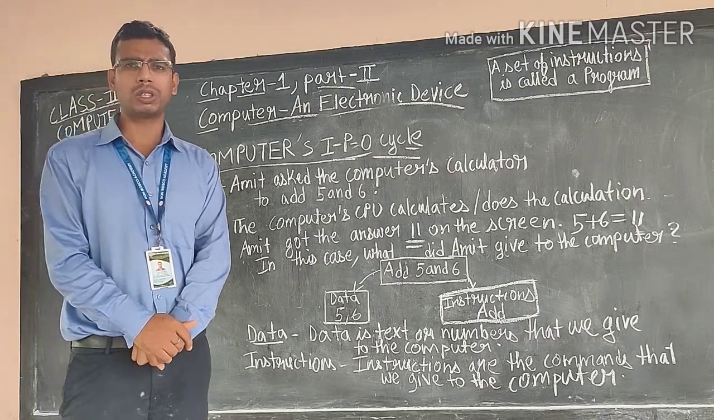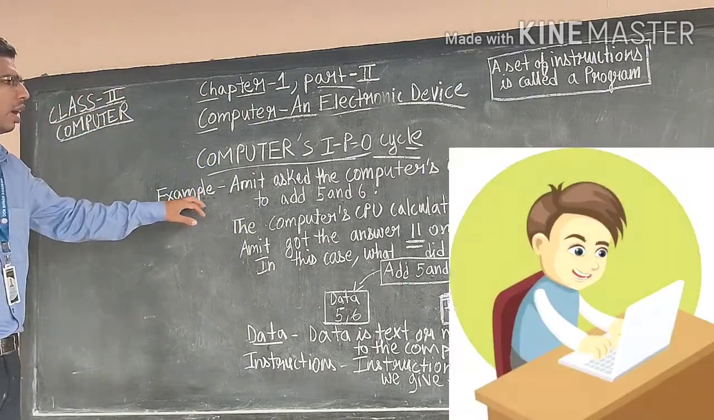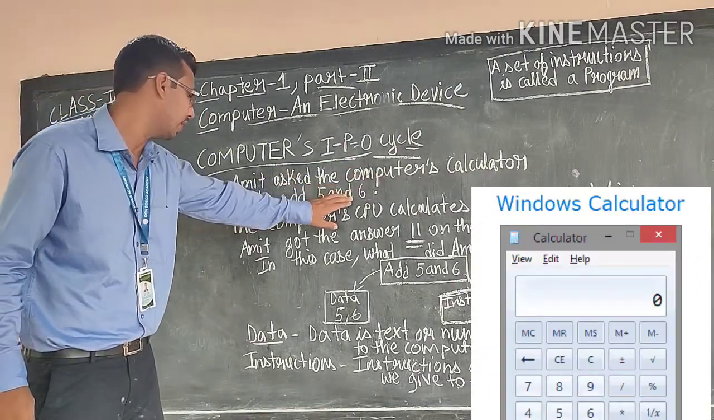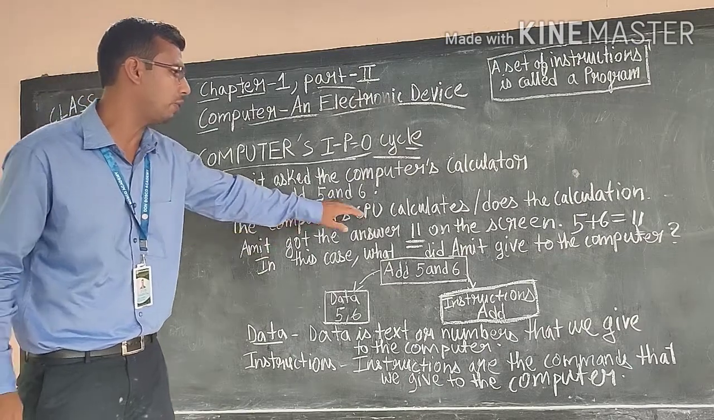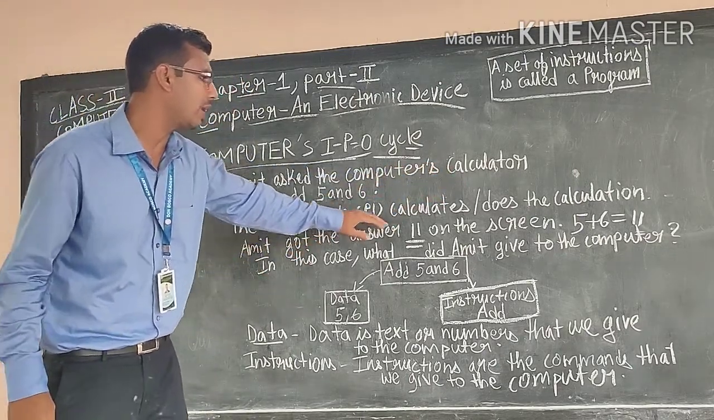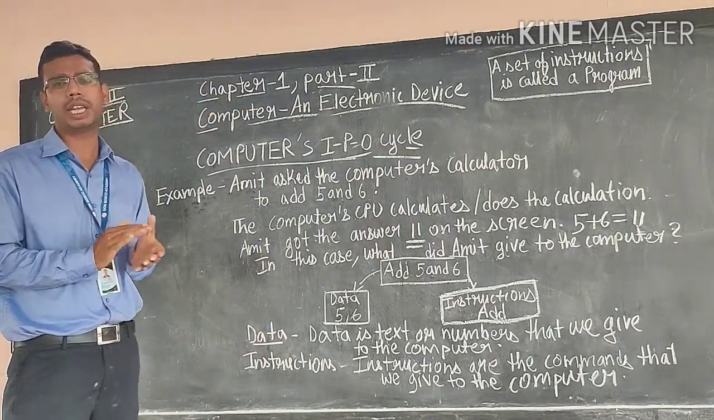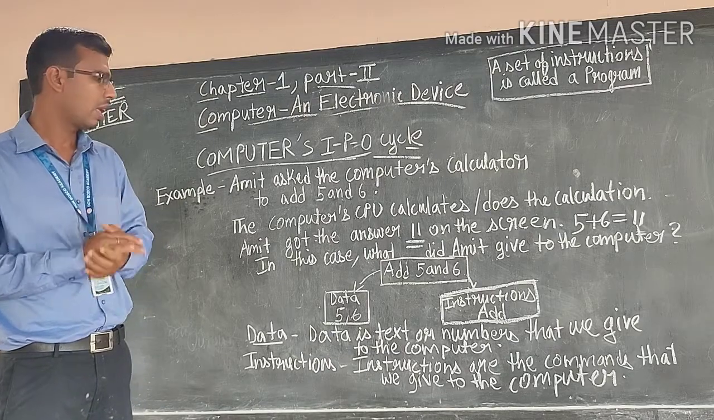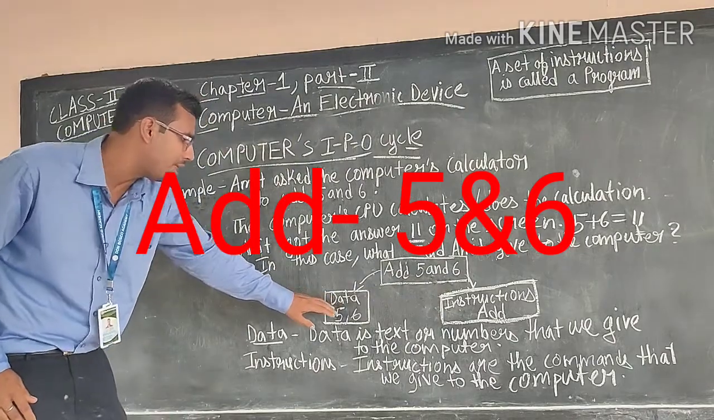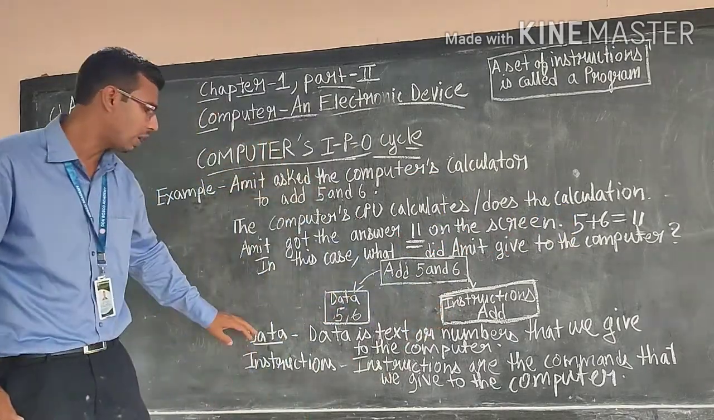The computer also follows the IPO cycle. Let us consider this example. Amit asked the computer's calculator to add 5 and 6. The computer's CPU does the calculation. Amit got the answer 11 on the screen. In this case, what did Amit give to the computer? Add 5 and 6. Here data is 5 and 6. Instruction is to add.